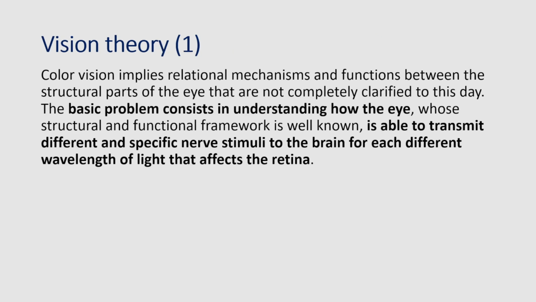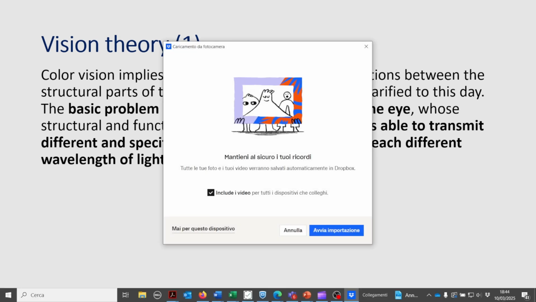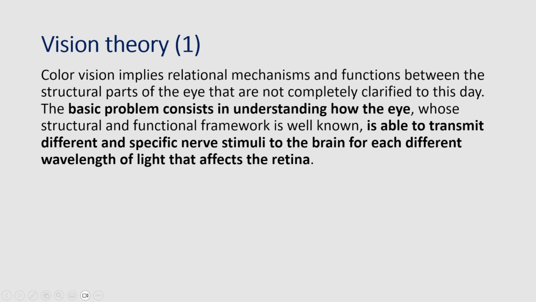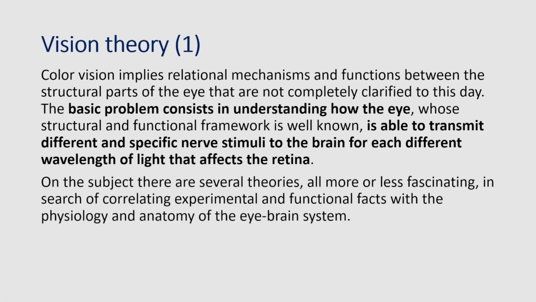Vision theory. 1. Color vision implies relational mechanisms and functions between the structural parts of the eye that are not completely clarified to this day. The basic problem consists in understanding how the eye, whose structural and functional framework is well known, is able to transmit different and specific nerve stimuli to the brain for each different wavelength of light that affects the retina. On the subject there are several theories, all more or less fascinating, in search of correlating experimental and functional facts with the physiology and anatomy of the eye-brain system.